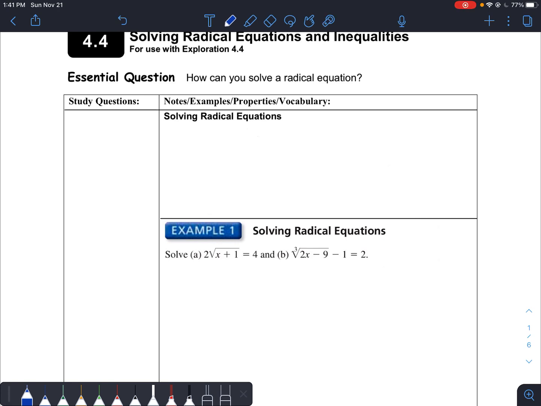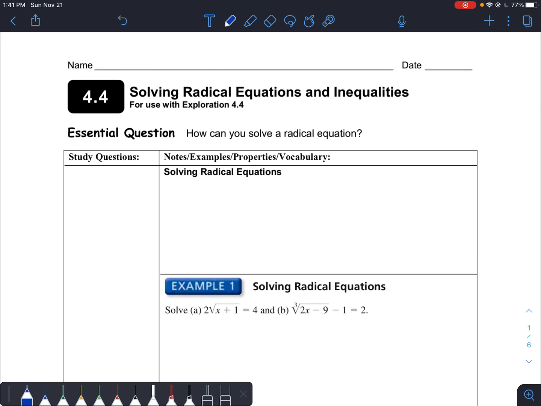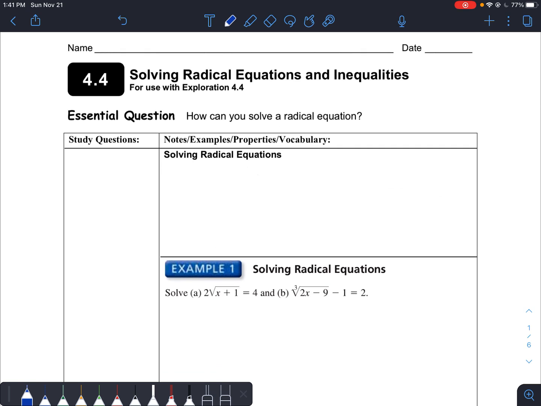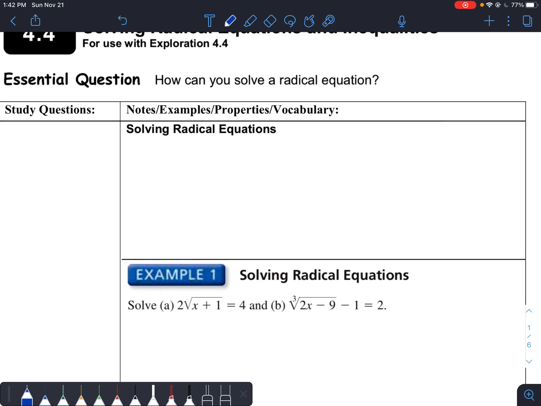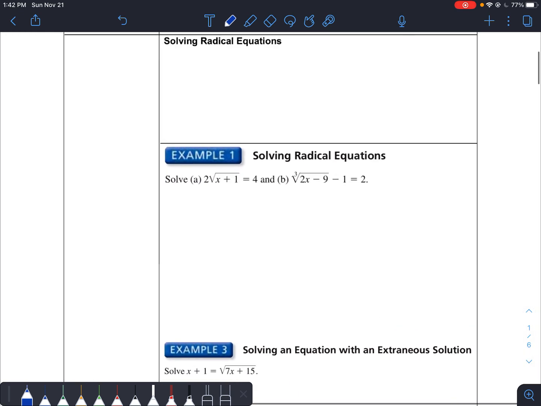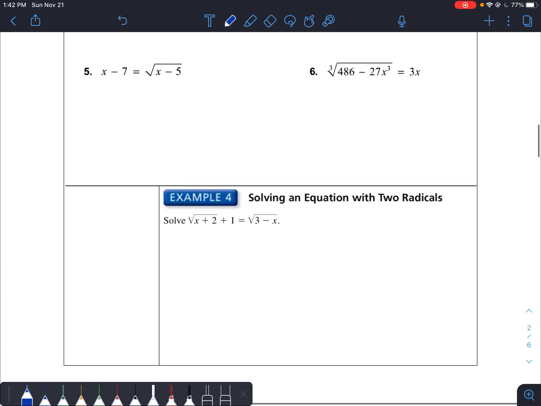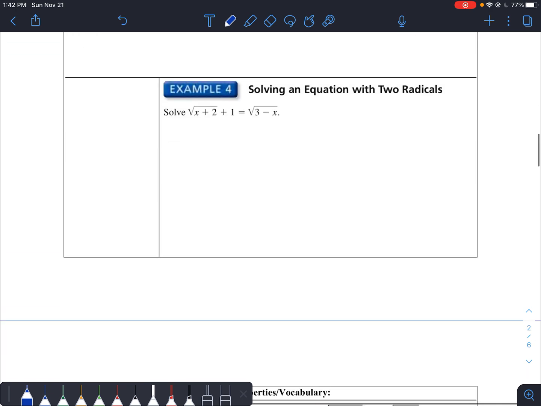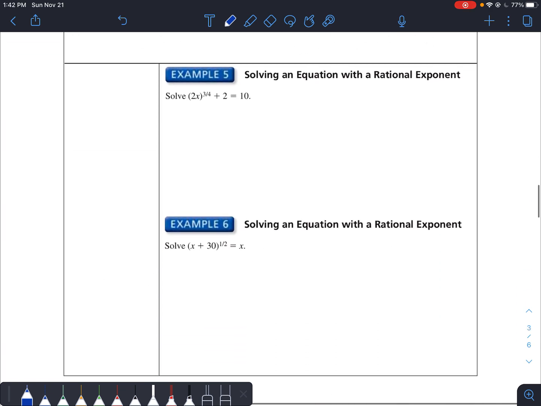Alright, here's a video to help those who might be gone for 4.4. This is solving equations that have radical expressions or inequalities. So here's the idea. We're going to have expressions that have, like in example 1, square roots and cube roots, or we might have examples, down on example 5 and 6, where we have rational exponents.